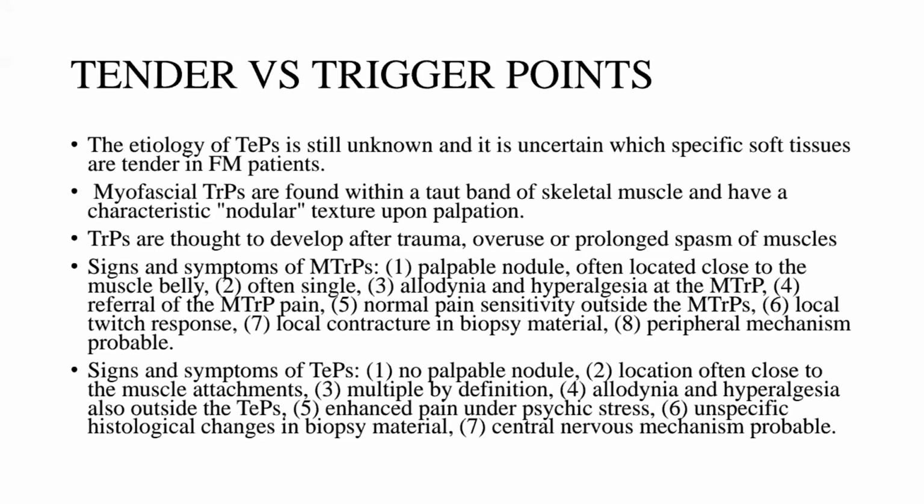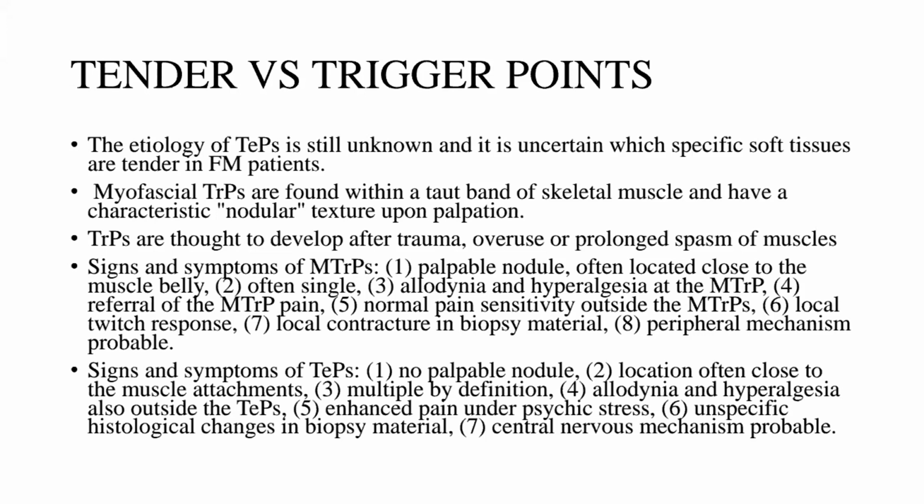So what are the signs and symptoms of myofascial trigger points? There is a palpable nodule. It is often located close to the muscle belly, in that area. Mostly it is single. Sometimes you may notice another trigger point located just nearby, but that may not trigger the pain as much. And there is allodynia and hyperalgesia at the myofascial trigger points.